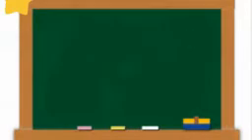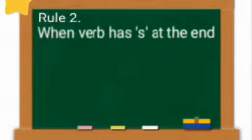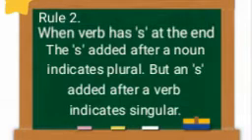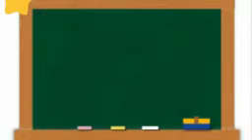Let's proceed to rule number 2. The rule for when a verb has s at the end. The s added after a noun indicates plural, but an s added after a verb indicates singular. It simply means that when the subject in the sentence has s, then it means plural. But if the verb has s, it means the noun in the sentence is singular.